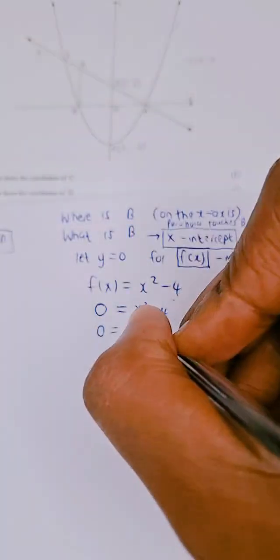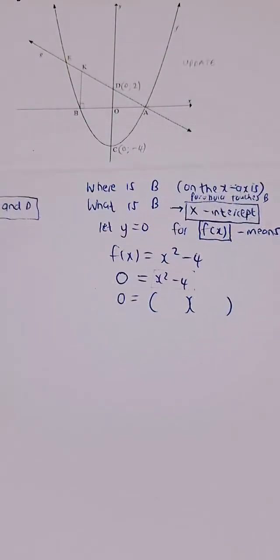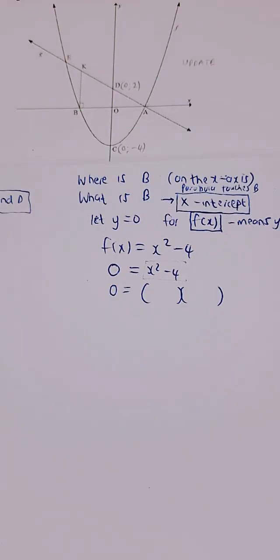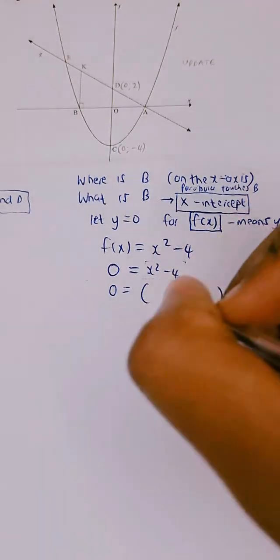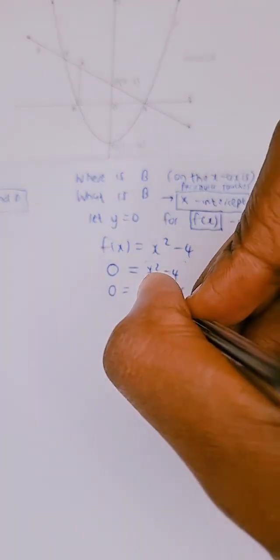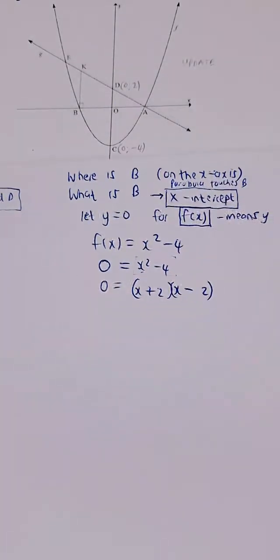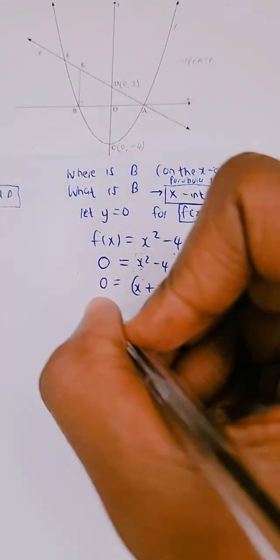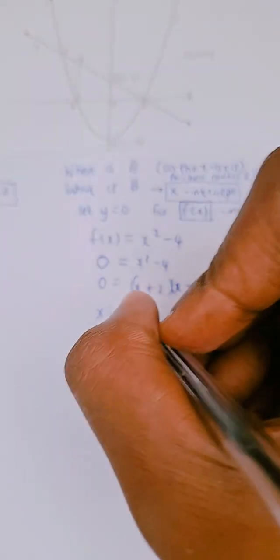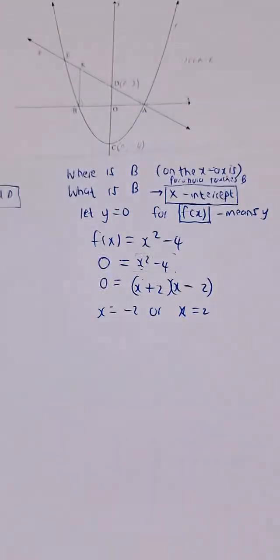So what we are going to do is open two brackets. Okay, so that's why as grade 9 learners, you should come into grade 10 knowing your factorization well. So we have plus minus. The square root of x squared gives us x and x. The square root of 4, 2 and 2. Then we know we get x is equal to negative 2, or x is equal to 2.